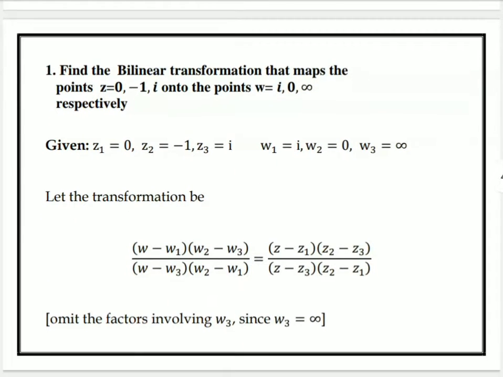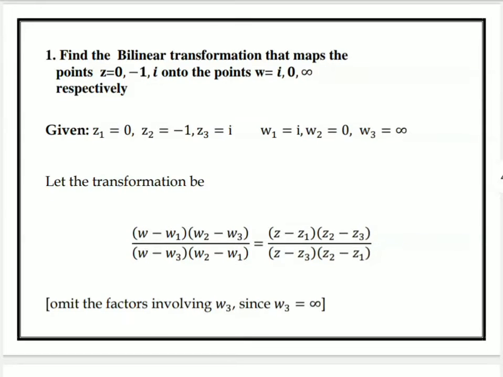The first problem of bilinear transformation. Find the bilinear transformation that maps the points z equal to 0, -1, i into the points w equal to i, 0, infinity respectively. Solution: given z1 equal to 0, z2 equal to -1, z3 equal to i, w1 equal to i, w2 equal to 0, w3 equal to infinity.